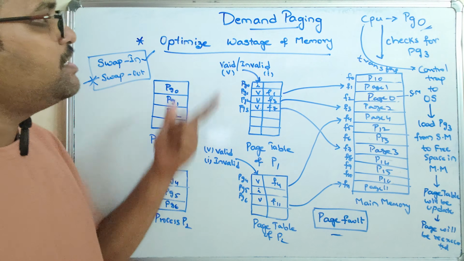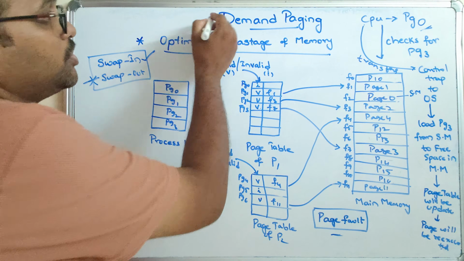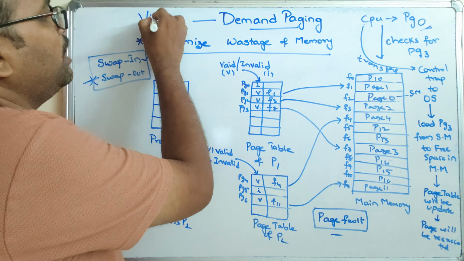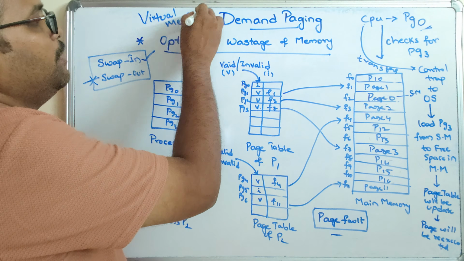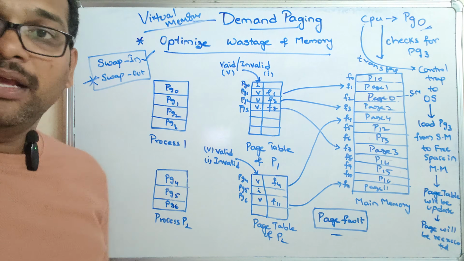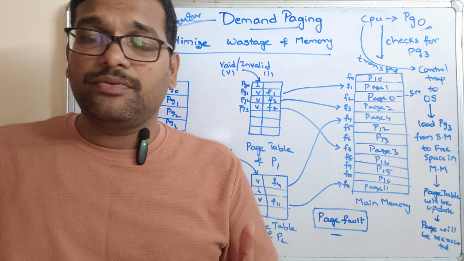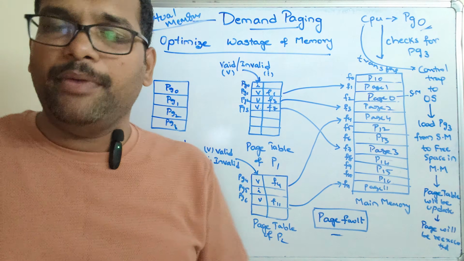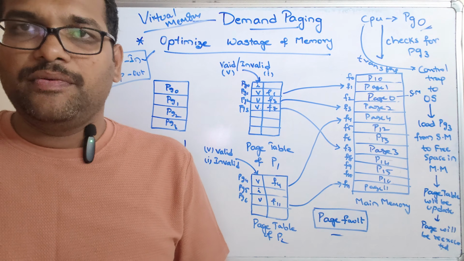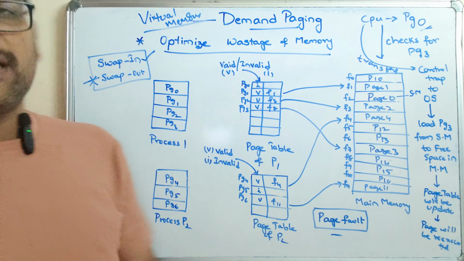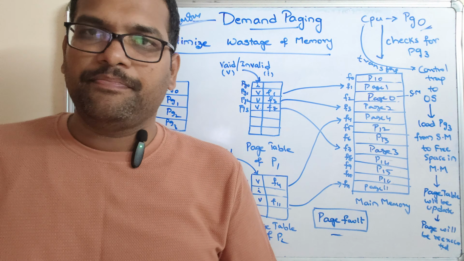So this is what happens in demand paging, and it's also known as virtual memory. Because the complete process is not loaded into the main memory, still we are executing the complete process. That's why we call it virtual memory.